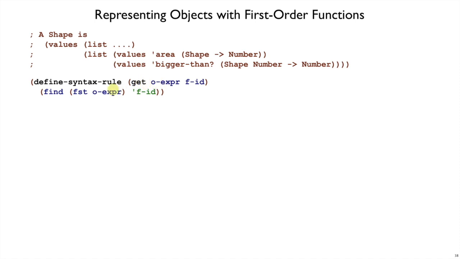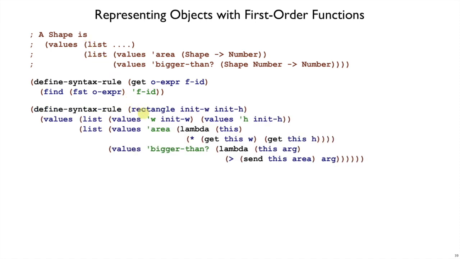So if you've got an object, the way you get the value of the field is you take the first part of the tuple here, and then you find the field name in that list, and then the value you get out is the field value. So we can have a rectangle constructor that when it's using get this W is taking the shape this and looking for the W field in its list of fields, so it'll get whatever we initialize the rectangle with here.